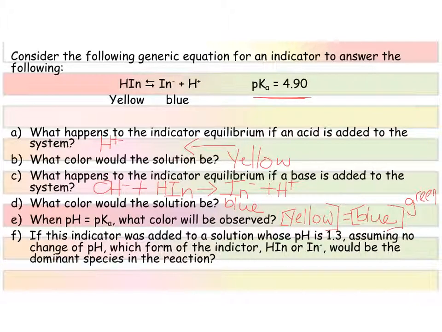All right, now if this indicator was added to a solution which had a pH of 1.3, we want to know which form of the indicator is going to be the dominant species. Okay, so we're below our pKa of 4.9 at 1.3. So what that tells us is we are going to have a bunch of the bound indicator weak acid in our solution, so HIn.